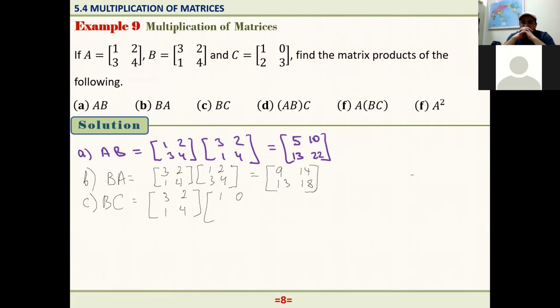B is 3, 2, 1, 4, C is 1, 0, 2, 3. Three times one, two times two, 7. Okay.